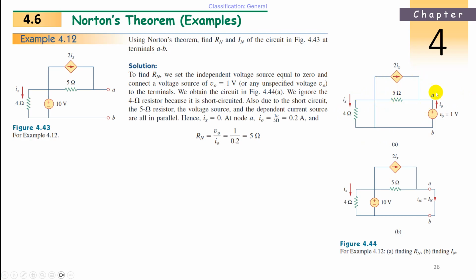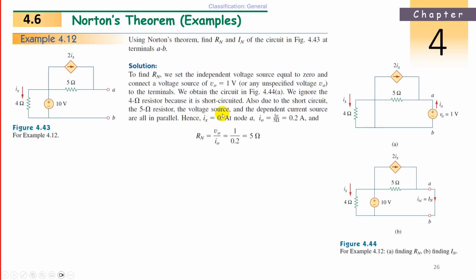So we'll get the circuit like this. We can ignore the 4 ohm resistance for the moment, because it is short circuited. Later we have to apply it again and find Ix. Also, due to the short circuit, the 5 ohm resistance and the voltage source 2Ix are affected by the short circuit.